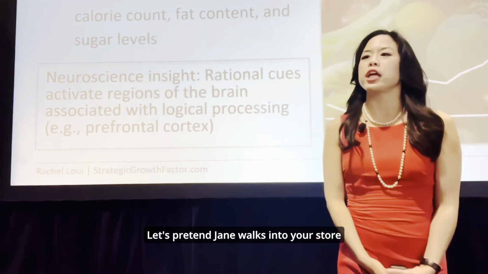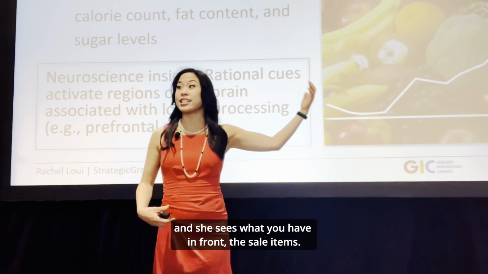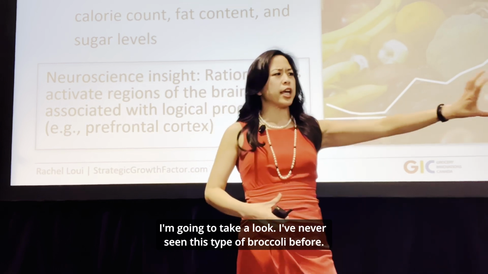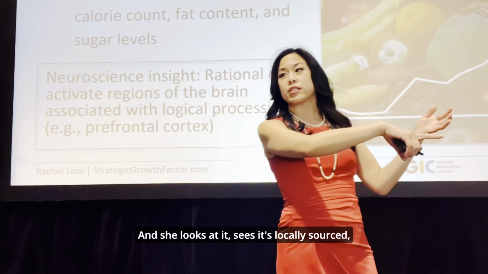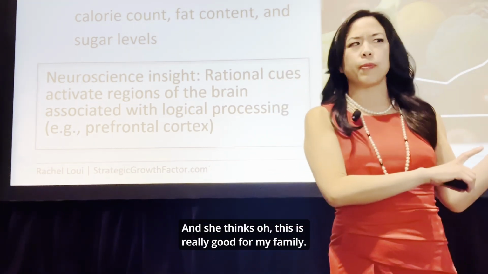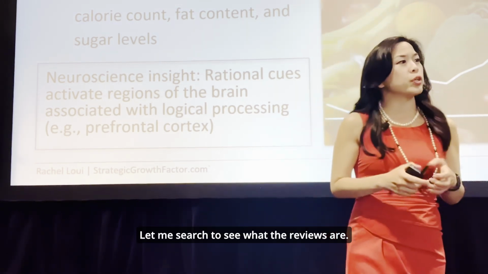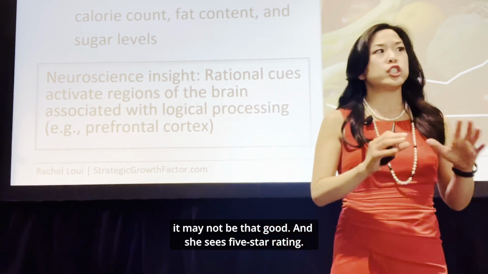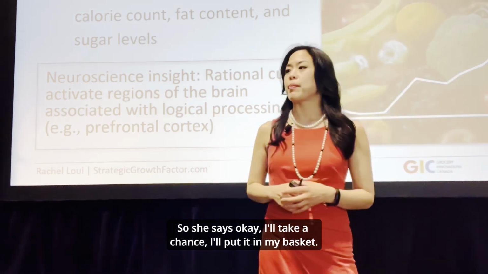Let's pretend Jane walks into your store and she sees, what do you have in front? The sale items. She says, oh, that's a really good price. I'm going to take a look. I've never seen this type of crockery before. And she looks at it, it's locally sourced, it's organic, low sugar. And she thinks, oh, this is really good for my family. But I've never had these before. Let me search to see what the reviews are. Because it has no sugar, it's so healthy, it may not be that good. And she sees a 5-star rating. So she says, okay, I'll take a chance, I'll put it in my basket.